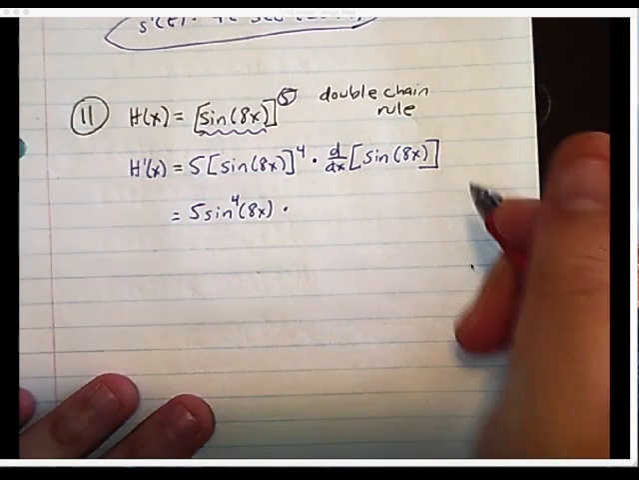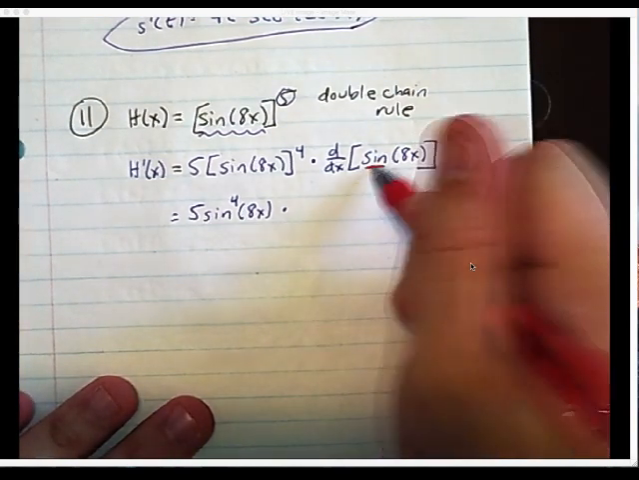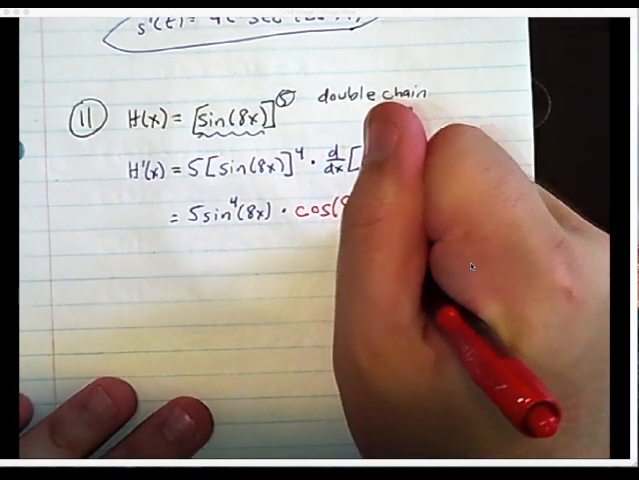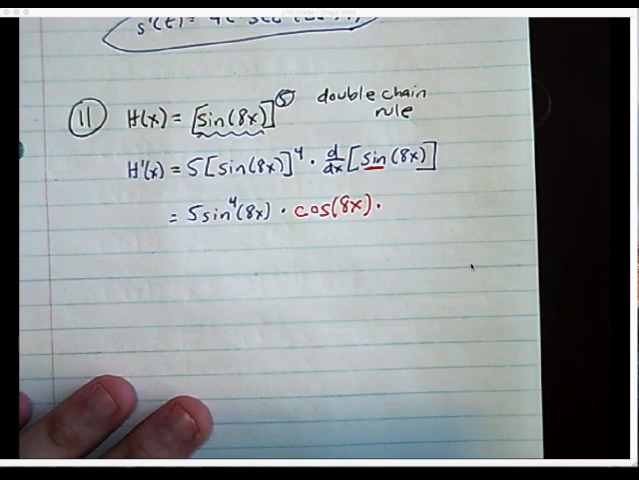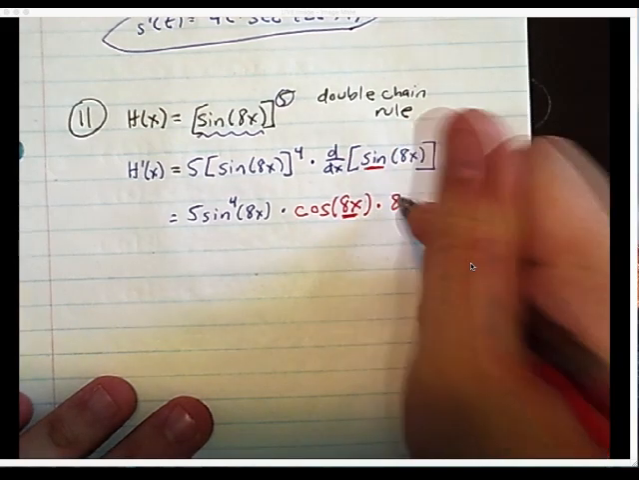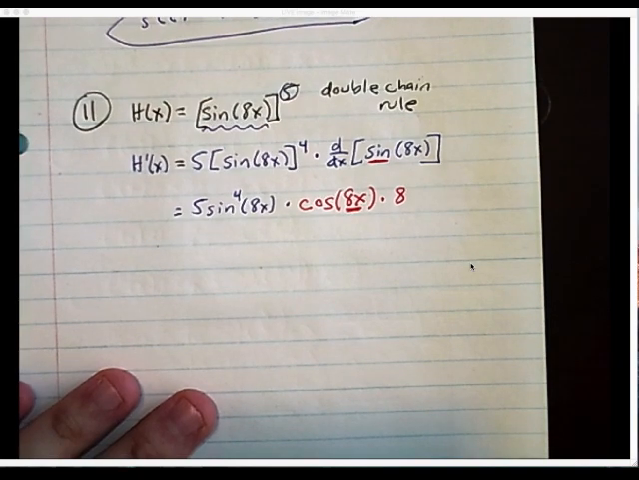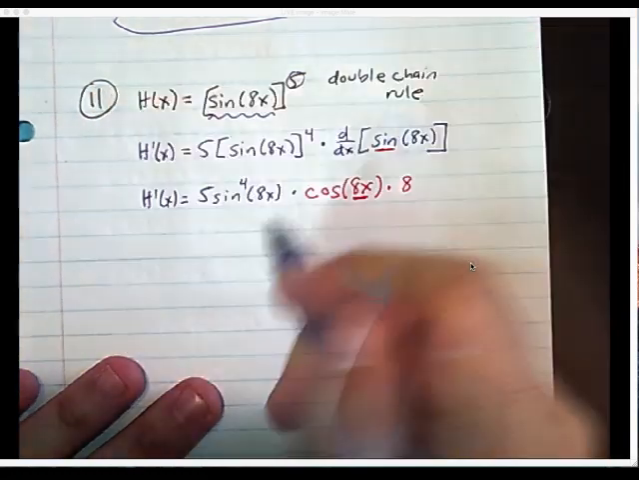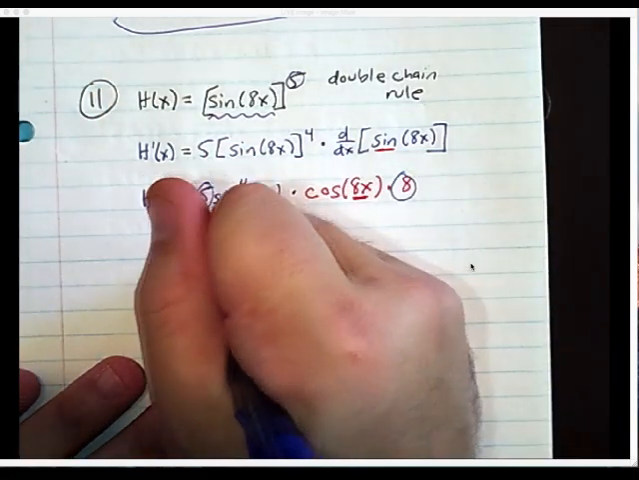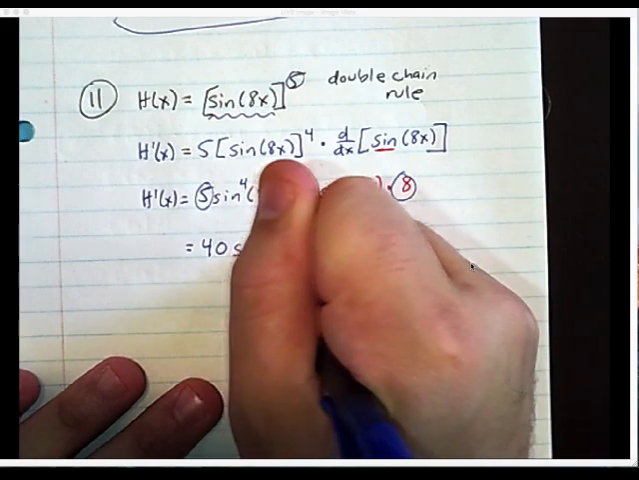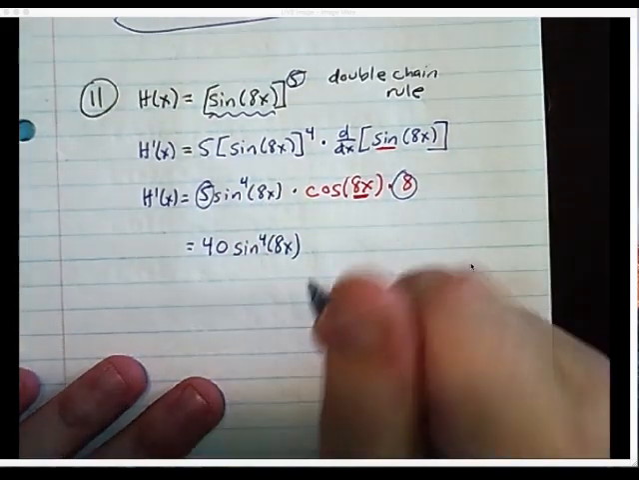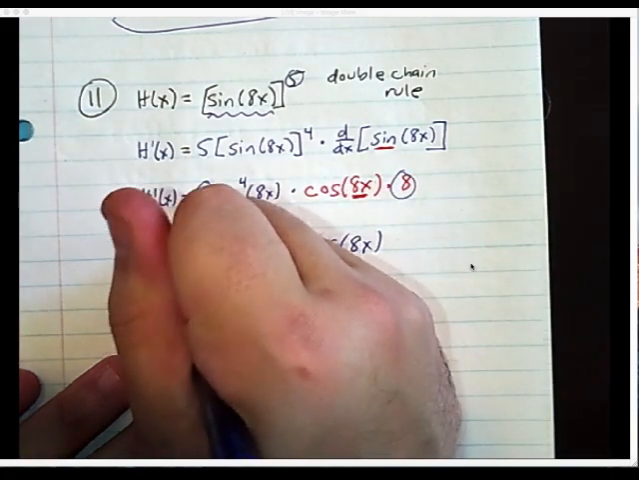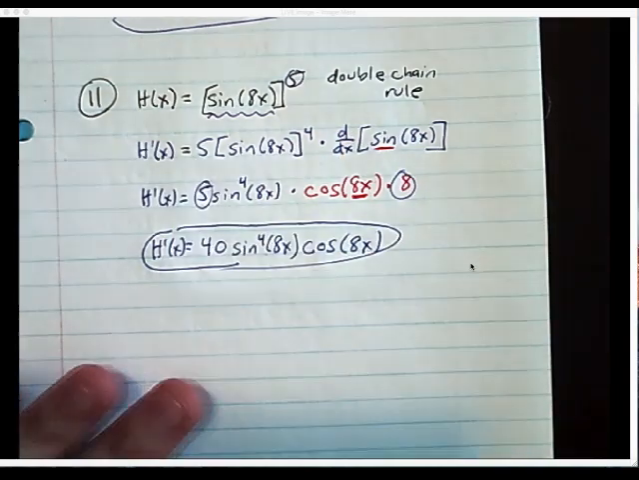Times, how do I find the derivative of this part? You got to use chain rule. So derivative of the outside is cosine, times the derivative of the inside, which would just be 8. So if you put all that together, you got a 5 times an 8, that's 40. And you got a sine to the 4th power of 8x. And you got a cosine of 8x. So that's just using the chain rule more than once. It's a double chain rule.